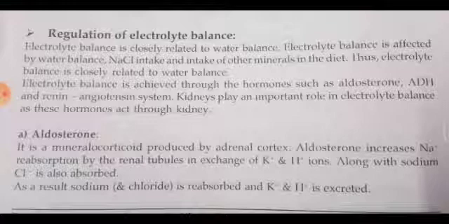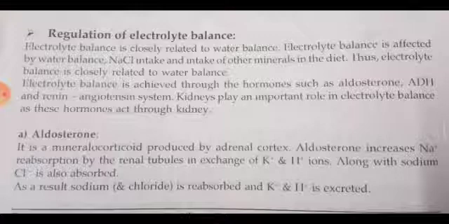Electrolyte balance is achieved through hormones such as aldosterone, ADH, and the renin-angiotensin system. Kidneys play a very important role in electrolyte balance as these hormones act through the kidney. So, to maintain the electrolyte level, there are certain hormones which play a very important role, such as aldosterone, ADH, and the renin-angiotensin system. And in this, kidney plays a very important role, either in the production of hormone or in the reabsorption of electrolytes.